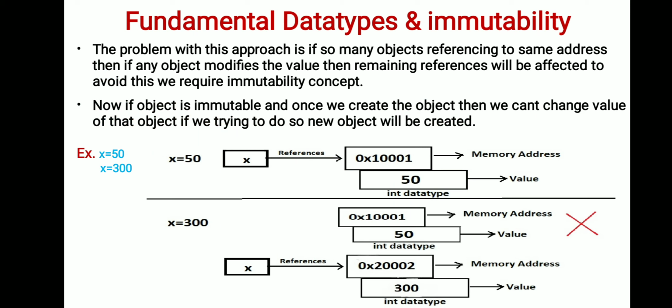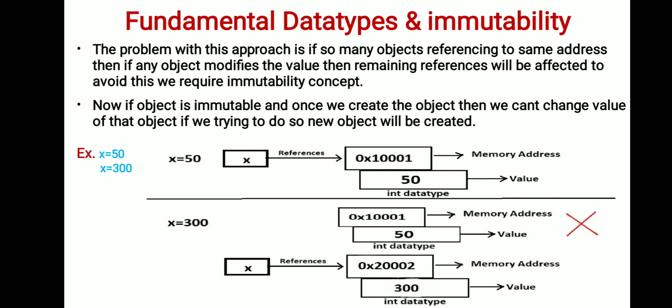Now when the next statement x = 300 is executed, it will not modify the value at memory address 0x10001 from 50 to 300. It is not going to modify that value. What it will do is create a new object. Why is it creating a new object? Because in x = 50, 50 is an integer value, so x will become an integer type of object, and we know that the integer data type is immutable. It means once we create the object, we can't change the value of that object, and if we try to do so, a new object will be created.